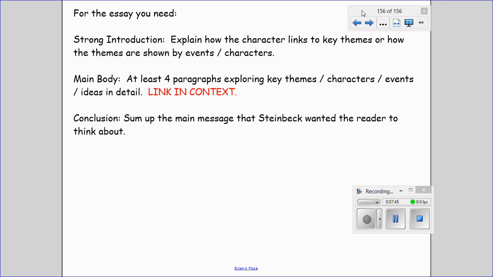For the essay, you're going to need a strong introduction where you explain how the character links to key themes or how the themes are shown by events or by characters. In the main body of your essay, you're aiming for at least 4 paragraphs, perhaps more if you can in the time, exploring key themes, characters, events and ideas in detail. And for each paragraph, you should attempt to link in the context where you can and not just have it as a bolt-on paragraph at the beginning of the essay. In the conclusion, sum up the main message that Steinbeck wanted the reader to think about.